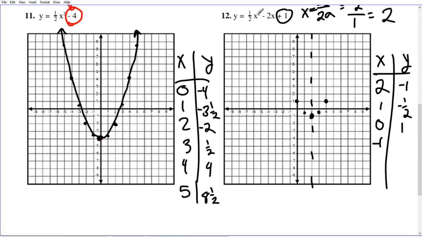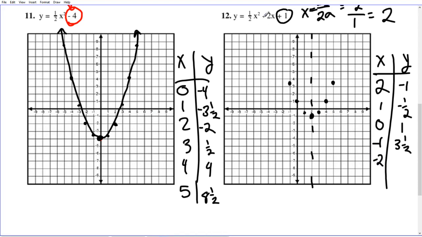Negative 1 squared is positive 1. 1 times a half is a half. Negative 1 times negative 2 is a positive 2. Plus 1 gives me 3.5. Negative 1, 3.5. Symmetrical, 5, 3.5. I'm going to keep going with the negatives.